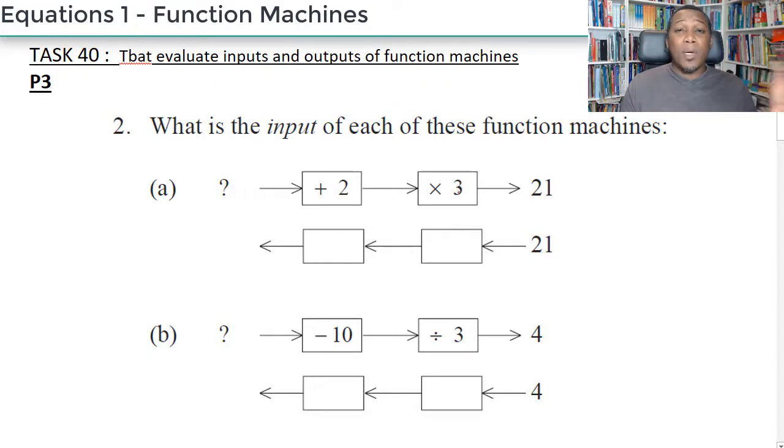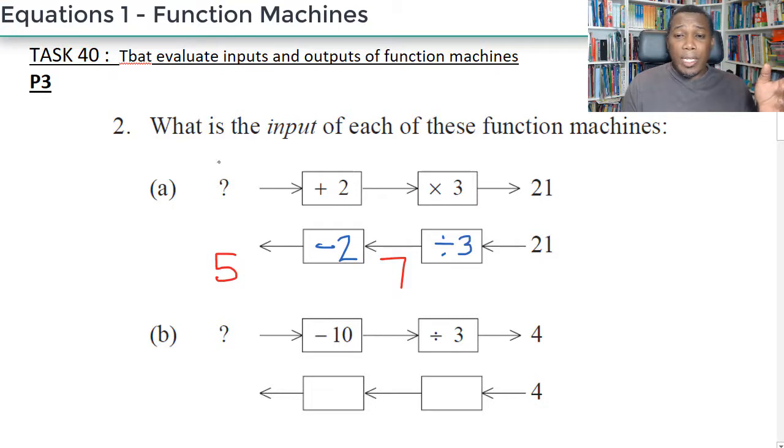So what's the opposite of multiplying by 3? Yes, it's divide by 3. What's the opposite of adding 2? It's taking away 2. So now I can go through 21. I want to divide by 3. If I divide 21 by 3, I get 7, because 7 threes are 21. And then I need to take away 2, and 7 take away 2 will give me 5.